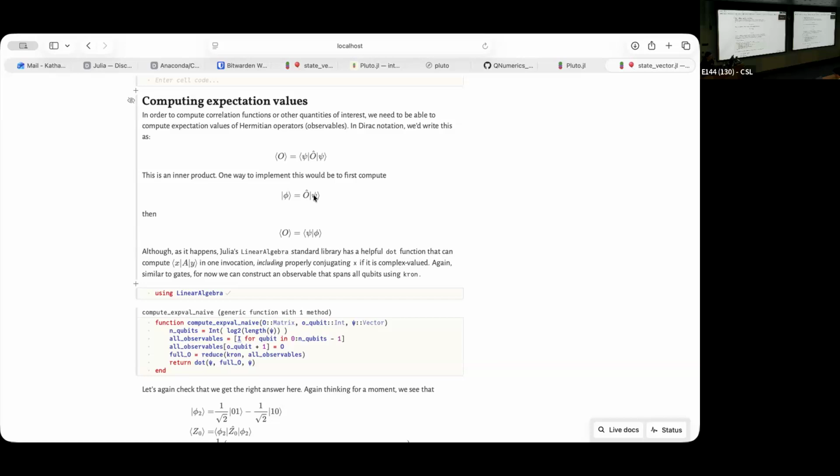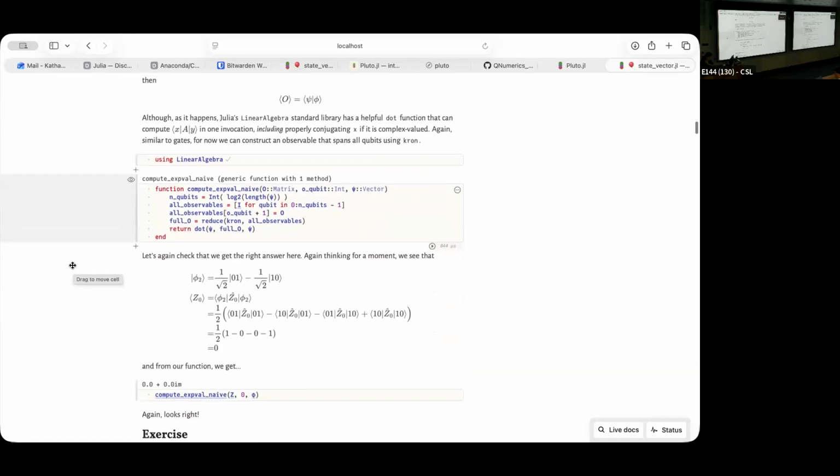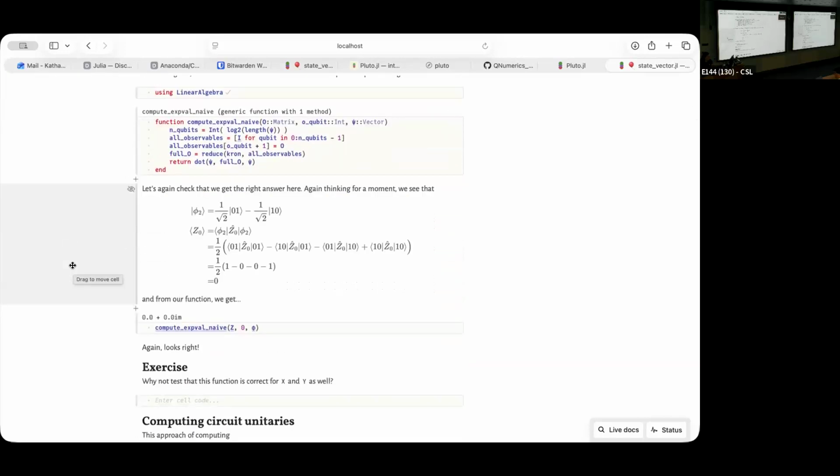Although, in fact, Julia helps us out because it has a dot function that can compute this top-level object in one fell swoop, which is really helpful. And it will also handle complex numbers correctly, which is another very common source of bugs when computing inner products. So here I, again, pull in the linear algebra operator.